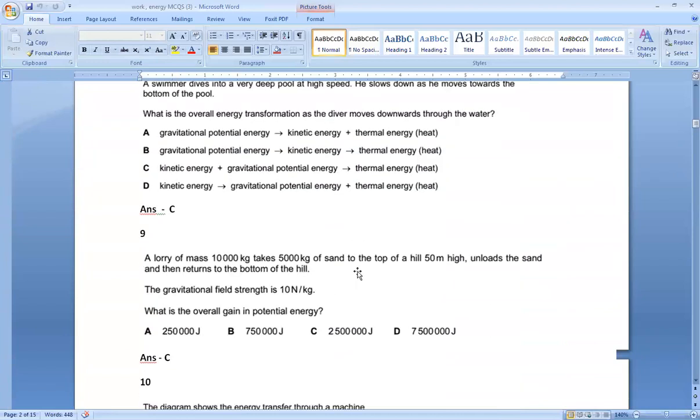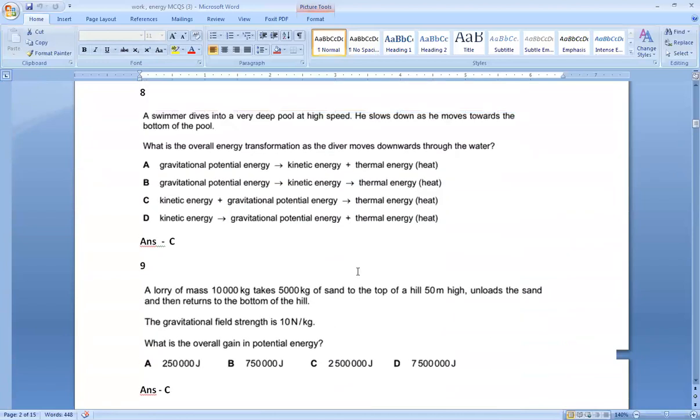Number 8 says a swimmer dives into a very deep pool at a high speed. He slows down as he moves towards the bottom of the pool. What is the overall energy transformation as a diver moves downward through the water? Here it is mentioned through the water. We have to consider his motion through the water.